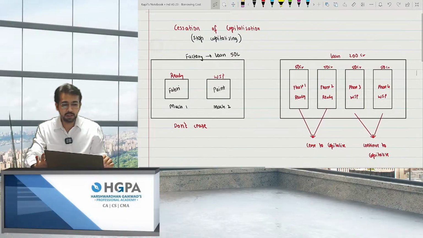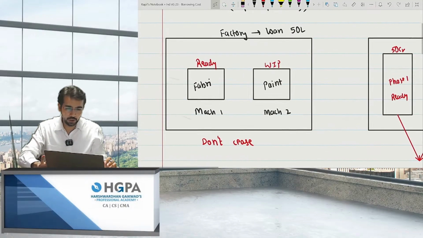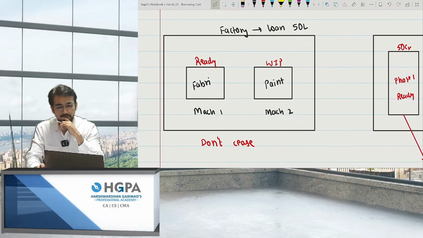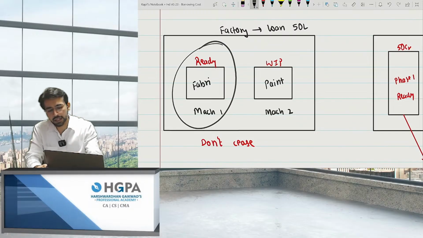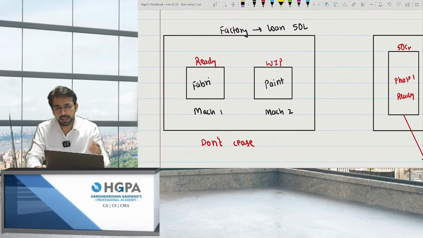Cessation means to stop. Stop capitalizing. When will you stop capitalizing? I've taken two scenarios. First, I took a loan for a factory, 50 lakh rupees. In that factory, I have to make two machines: first is the fabrication and the second is the painting machine. The fabrication machine was ready, but the painting was not. Painting is still in process. Can I stop capitalizing? The answer is no. Continue, because I took a loan for the factory, not for the fabrication machine or the painting machine.